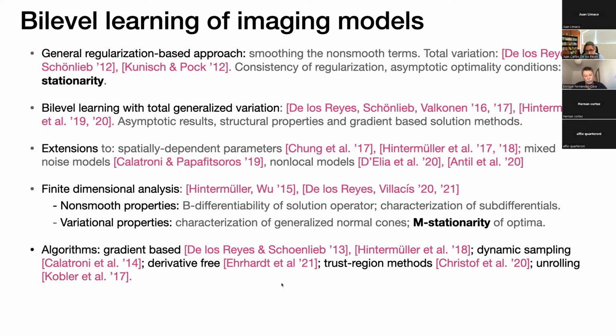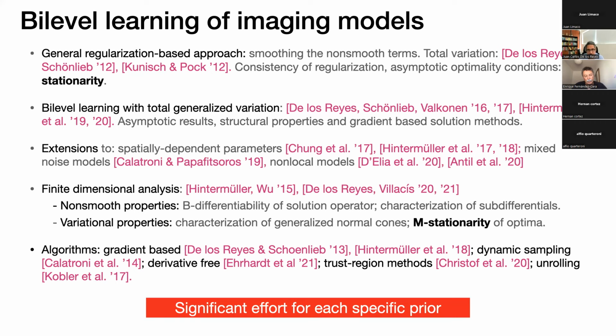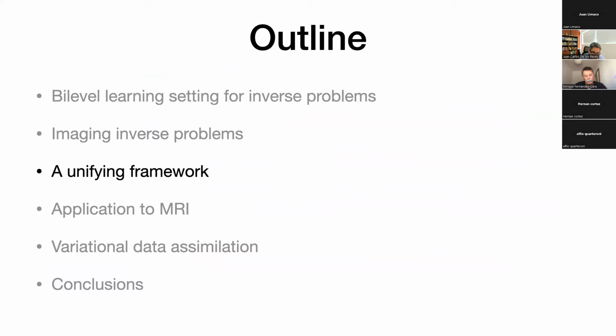Now the question here: this whole amount of work was done for a specific type of models. So for a total variation model, you have to invest a lot of energy to get some analysis for the total generalized variation as well, and so on and so on. So there was significant effort to carry out the analysis for each specific prior, which was not the ideal scenario. So what we have done in recent years was to develop a unifying framework for dealing with all those non-smooth sparsity-based imaging models and try to obtain some properties for dealing with those.